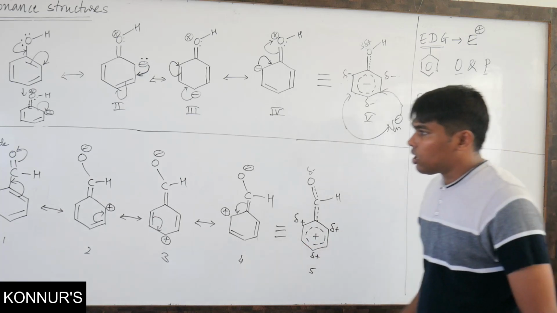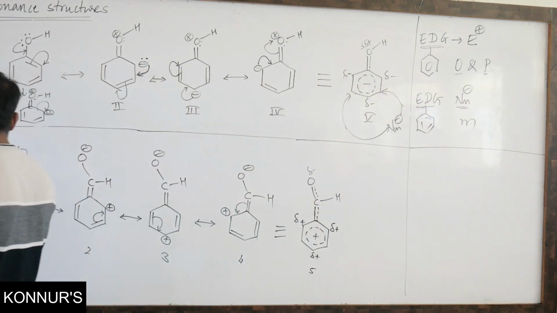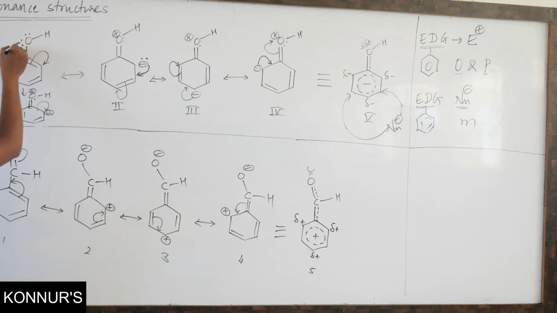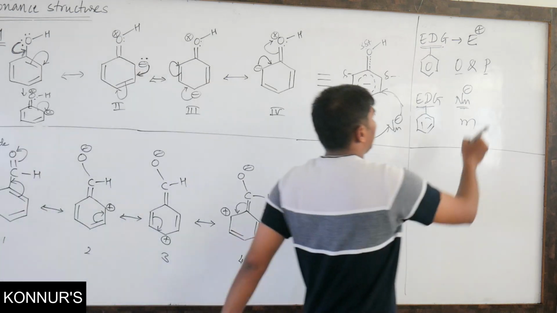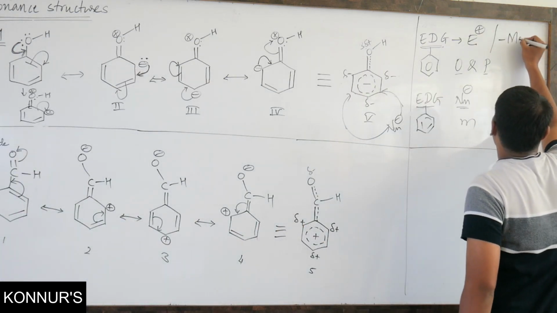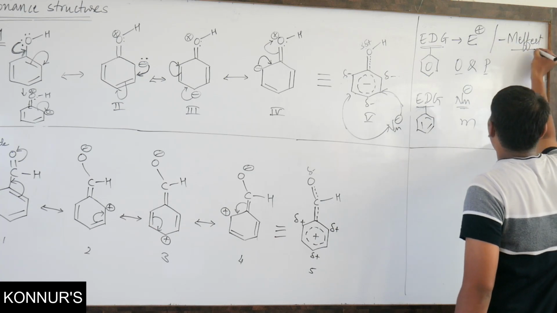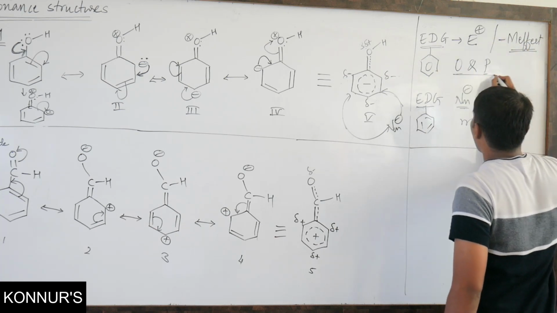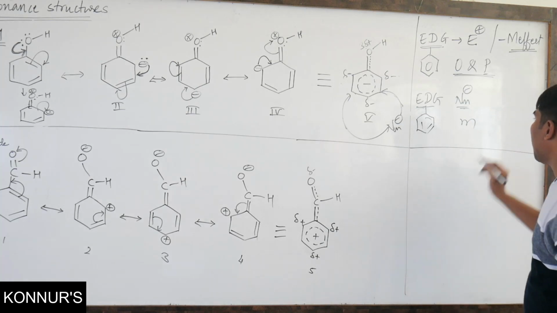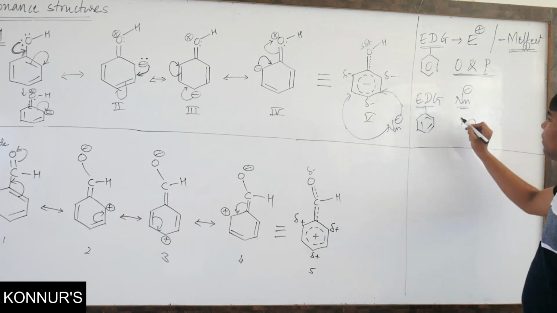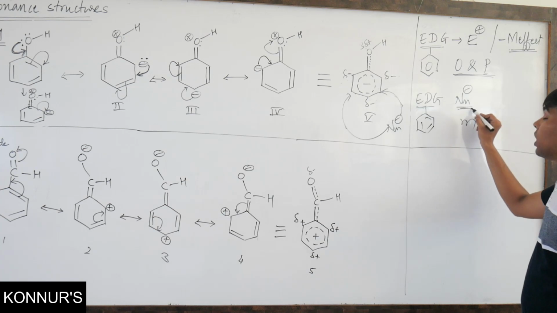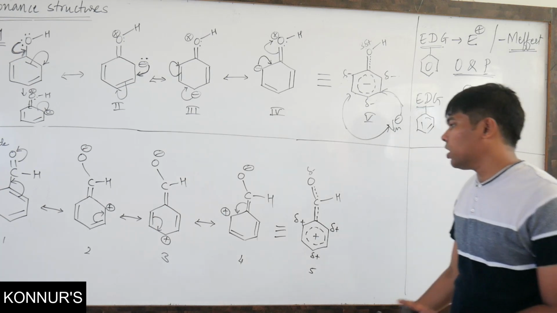Coming to this structure now, I have taken the resonance structure. Here it is an electron donating resonance, that is the plus M effect, because it is an electron donating resonance effect. So that effect will end up in electrophilic substitution at the ortho and para positions, and that effect will end up in nucleophilic substitution at the meta position.